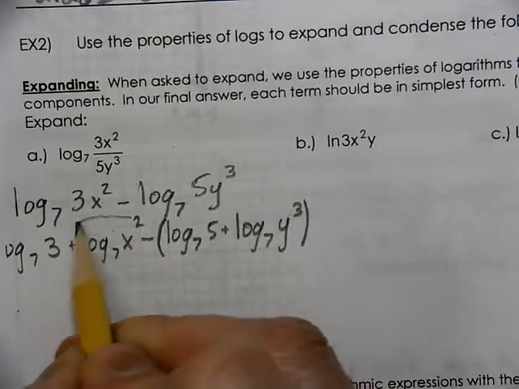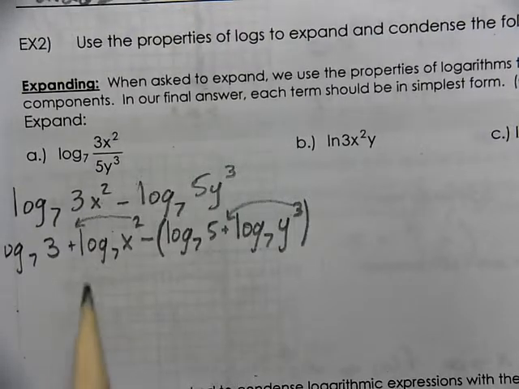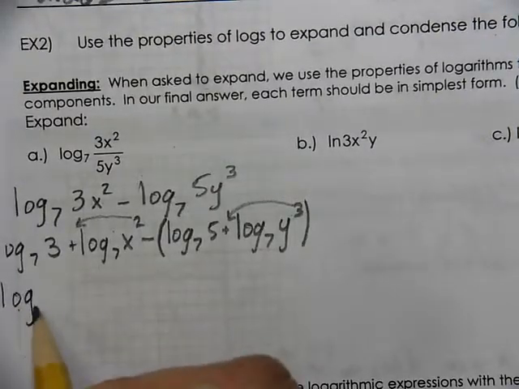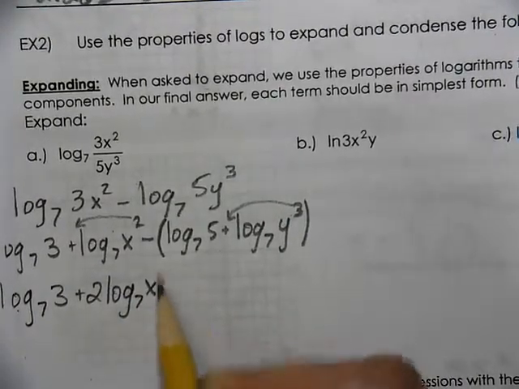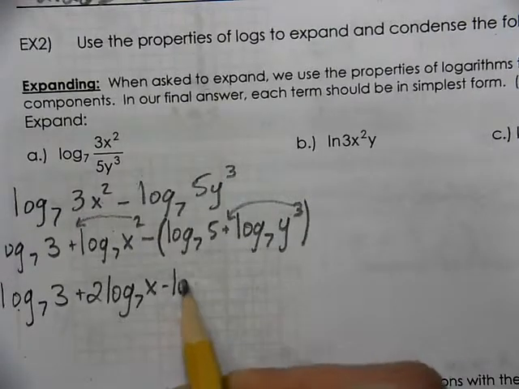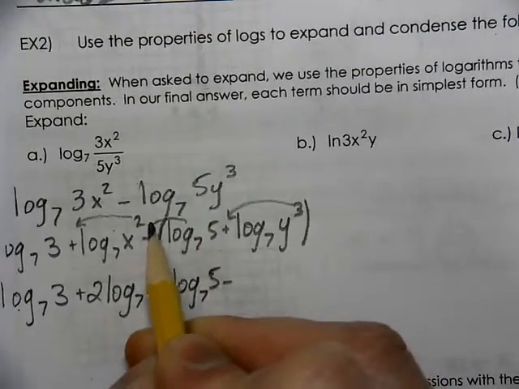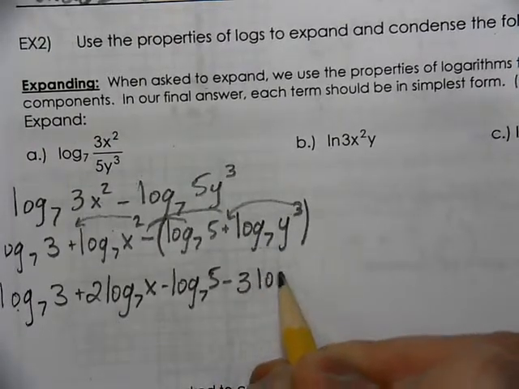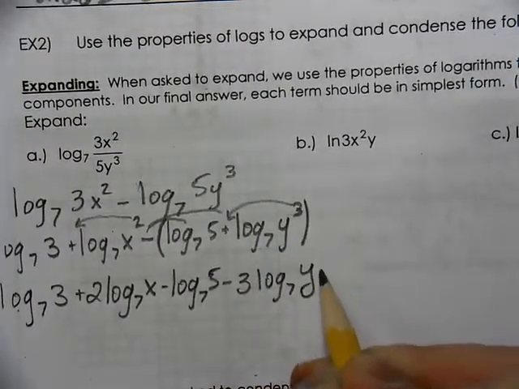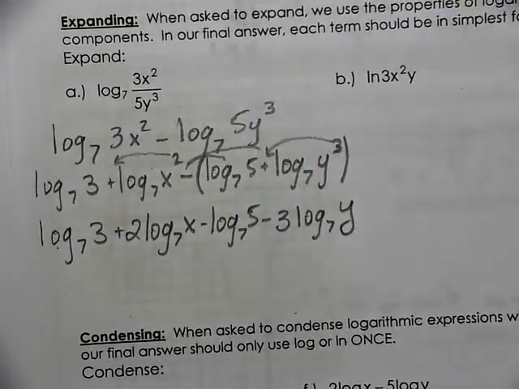So now I'm going to bring my exponents in front. It's only in front of its own logarithm. So log base 7 of 3 plus 2 times log base 7 of x minus log base 7 of 5 minus, because we're going to distribute that negative to both of these. And that's fully condensed. That's as far as we can take it.